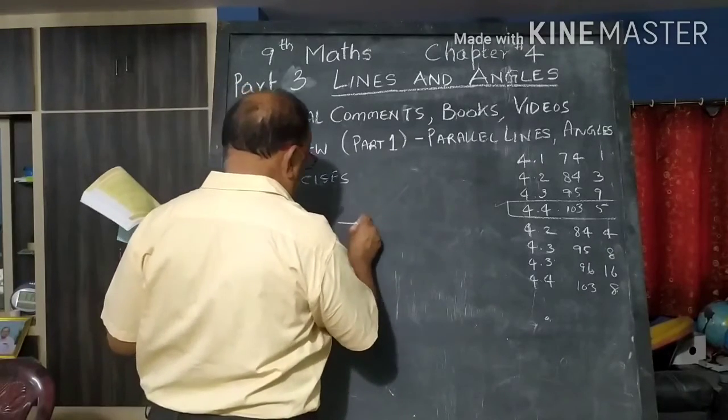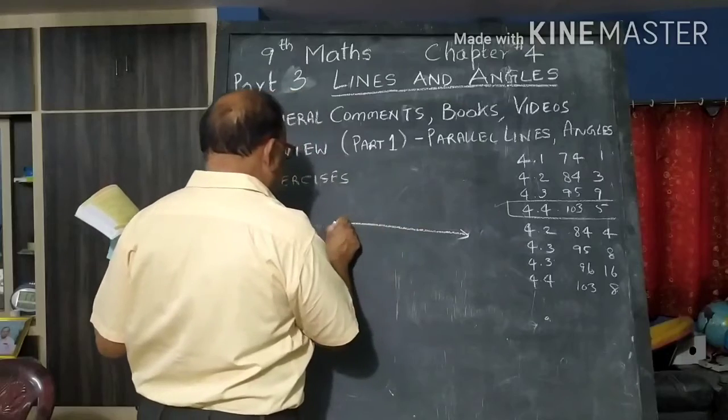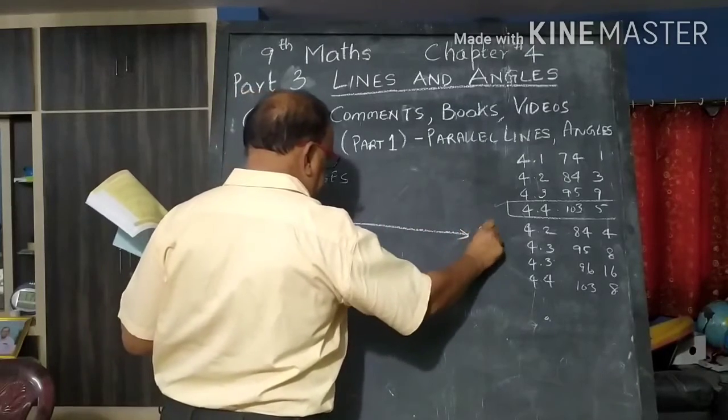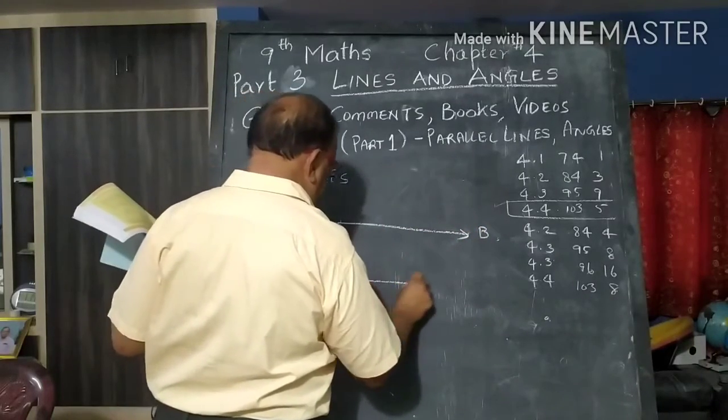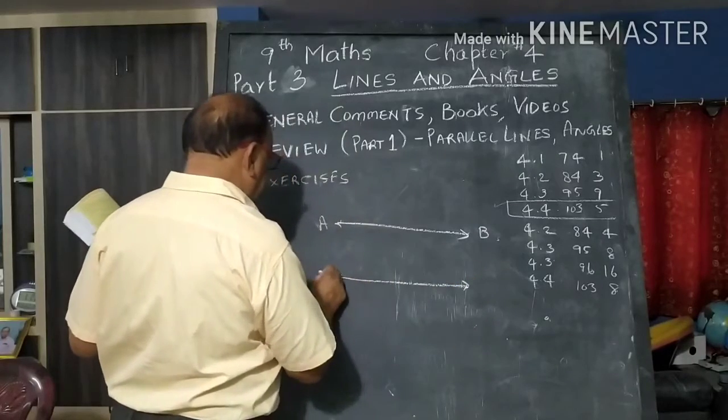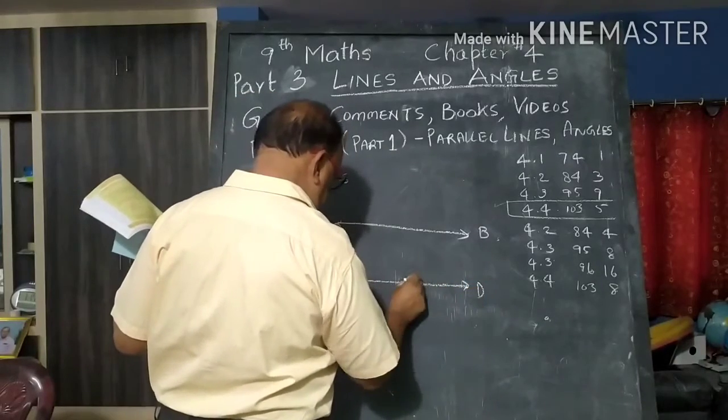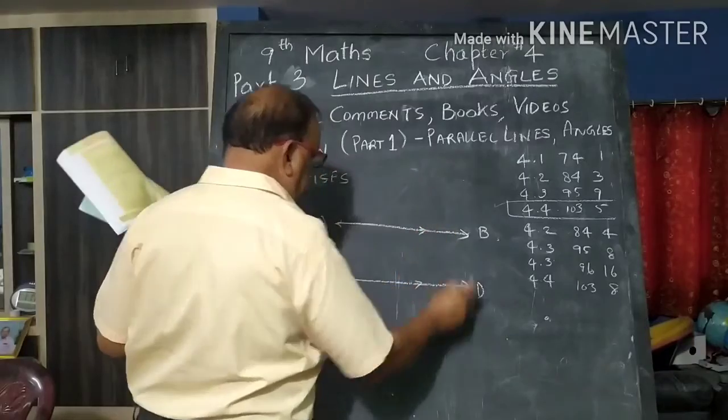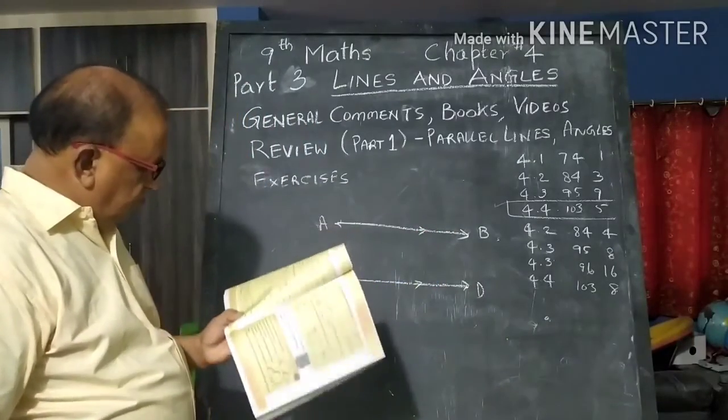Okay? Alright, I am drawing a line like this. This is called AB. And there is another line here. Okay? This is CD. Now these two are parallel lines. So we put an arrow there. So you have two parallel lines.